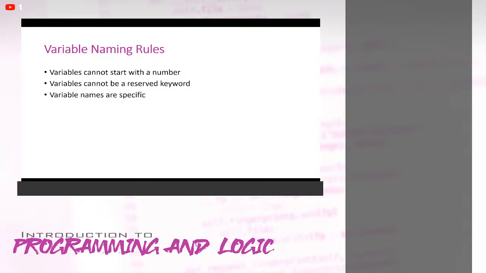Variables cannot be a reserved keyword. We've already seen some reserved keywords, right? Things like print. That's a reserved keyword. Things that are already being used by Python for other purposes, we can't reuse them as variable names. So we have to get a little more creative than that. Right? So anything that's already in the code base is off limits.